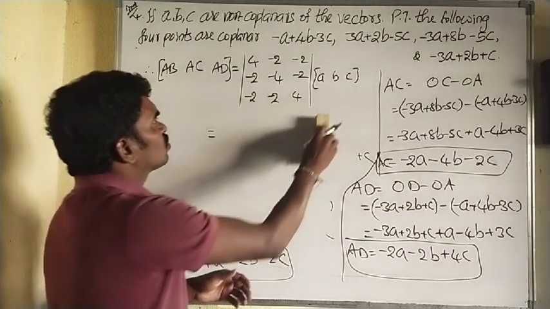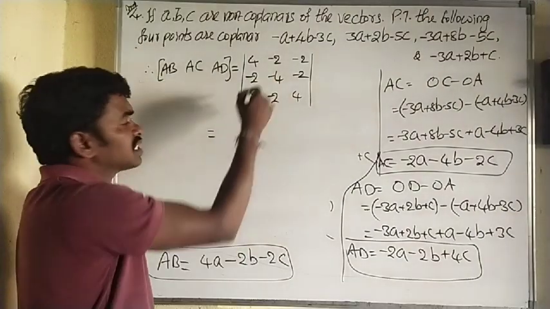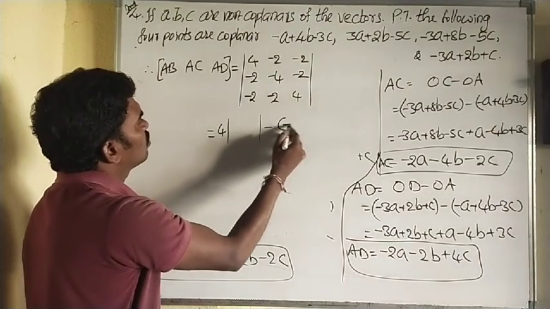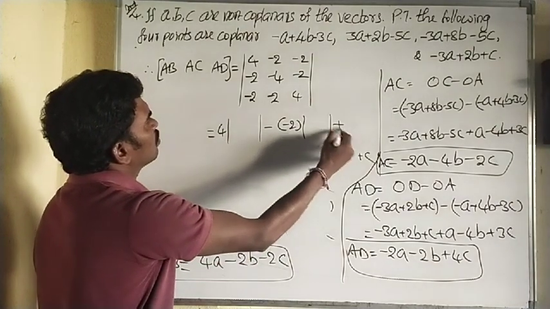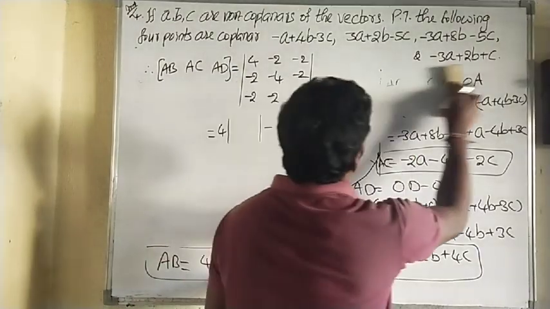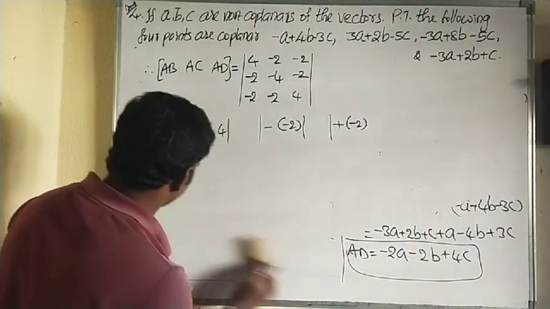Okay, otherwise no need to write also. Simplify this. First one is what? 4 into determinant. Second one is minus of -2 into determinant. Plus third one is what? -2 into. So here also I am removing because of everything we have written.